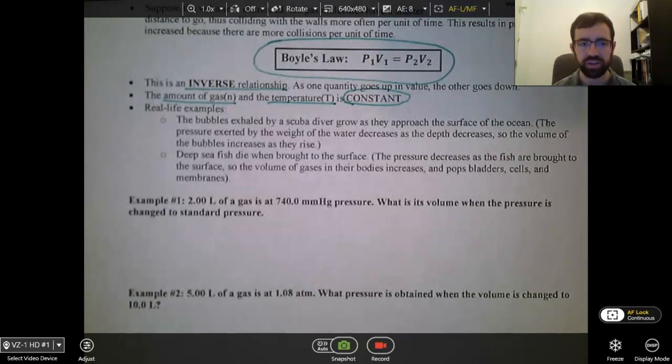Same thing is true with deep sea fish. Deep sea fish live down really low in the ocean where the pressure is very high. As they go closer to the surface, the pressure is lower, and the lower pressure causes their volumes to increase. Unfortunately, they increase sometimes so much that parts of their body expand beyond what they can handle and they pop. And that kills these deep sea fish if they're brought too close to the surface.